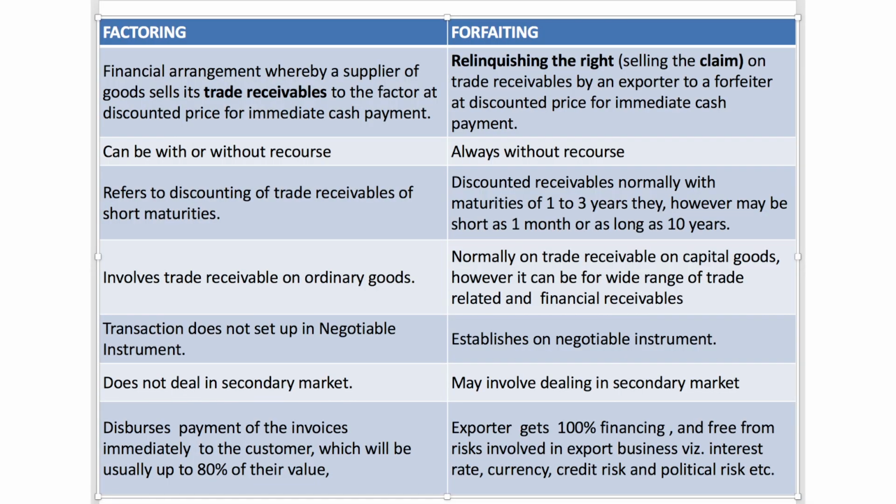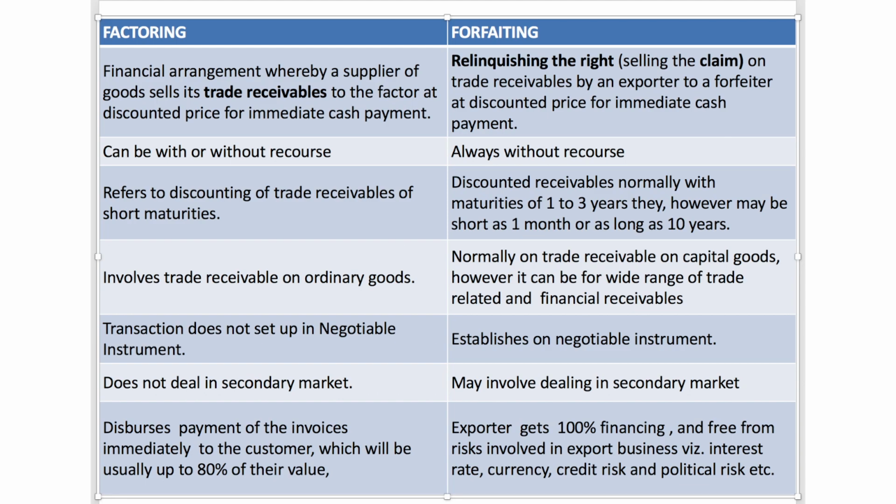Number one, factoring is a financial arrangement wherein the supplier of the goods sells its trade receivables to the factor at a discounted value for immediate cash payment, whereas in case of factoring the right of the customer is still intact, while in forfeiting the right is relinquished, and the trade receivables are sold by the exporter to a forfeiter, and again here also money is received at a discounted value. Factoring can be with or without recourse. Forfeiting is mostly without recourse.